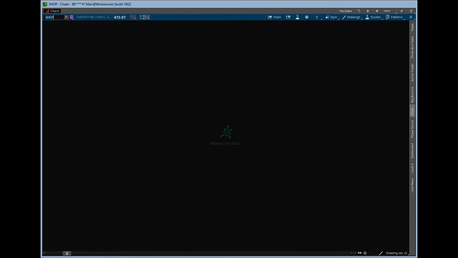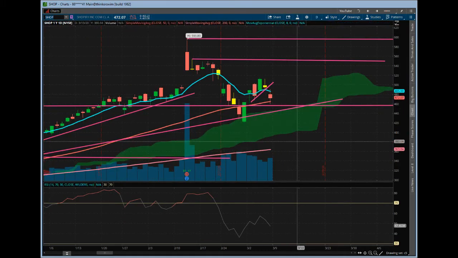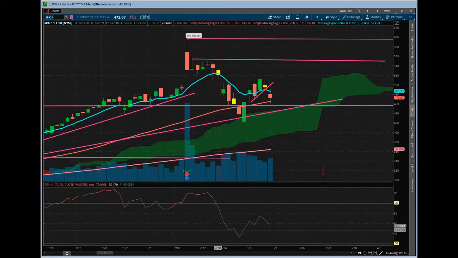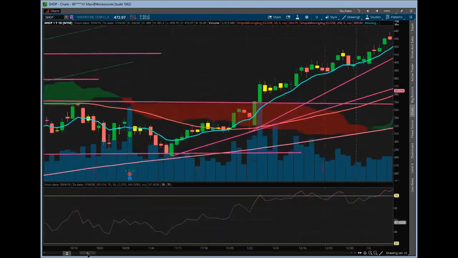If we look at Shop, right? Shop was an interesting one that I thought had a gap down there. Let's see. Let's take a look. I think it maybe did it back here.